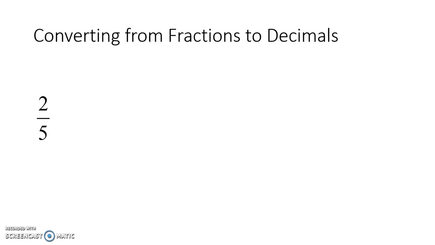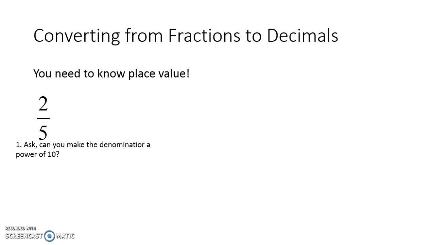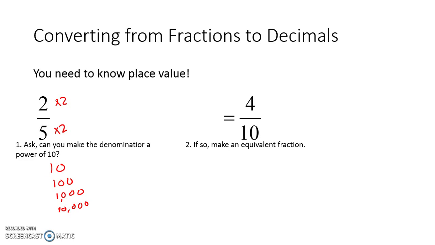Let's talk about converting from fractions to decimals. And you still need to know place value to do this. When you're given a fraction, the first thing you need to do is ask yourself, can I make the denominator a power of 10? Meaning, can I make the denominator 10, 100, 1,000, 10,000, and so on? And in this case, the answer is yes. So if so, I'm going to make an equivalent fraction. Well, if I multiply the numerator and denominator by 2, I can get 4 over 10. My third step would be to read that fraction out loud, 4 tenths. Then write it as a decimal, because they're read the same way, 0.4 or 4 tenths.